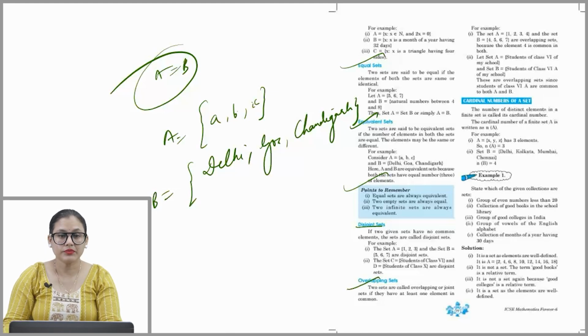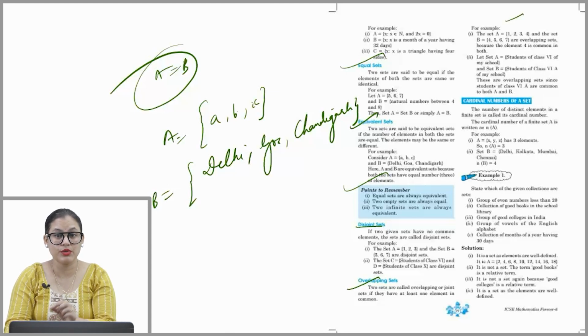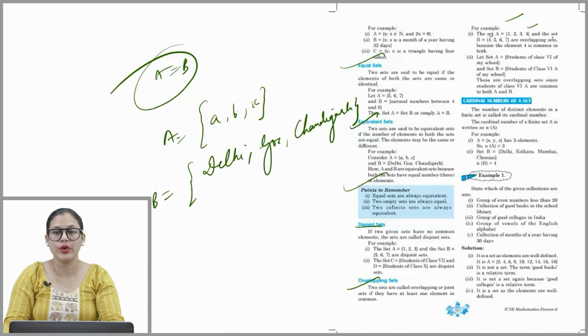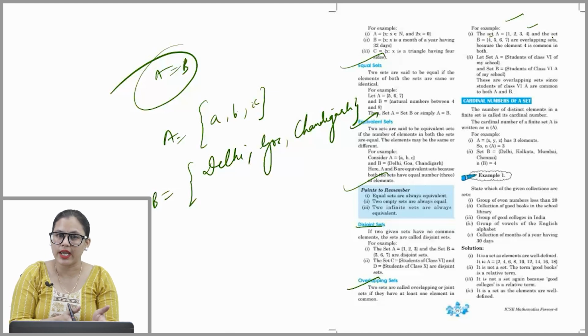Overlapping sets. Two sets are called overlapping or joint sets if they have at least one element in common. For example, the set A is equal to 1, 2, 3 and 4 and the set B is equal to 4, 5, 6 and 7. These are overlapping sets because the element 4 is common in both. Number 2, let set A be students of class 6 of my school and set B students of class 6A of my school. So these are overlapping sets since students of class 6A are common to both A and B.